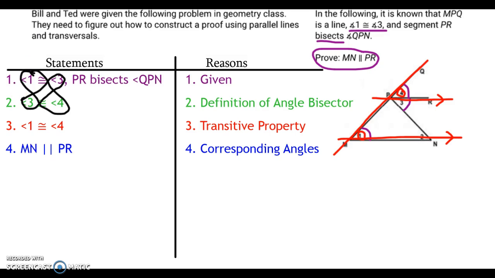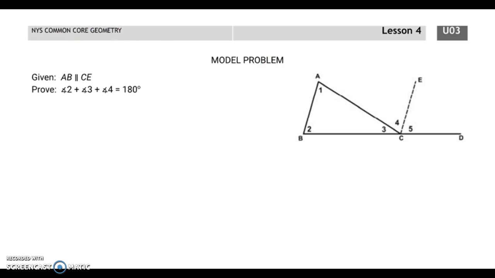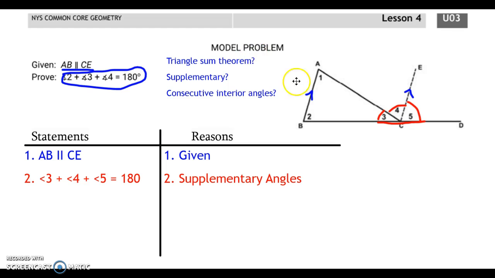All right, moving on to the model problem. Pause the video for a moment and I will show you the proof. The first thing I did was annotate my problem. I wrote that AB is parallel to CE, and I also circled the proof statement 2 plus 3 plus 4 is equal to 180. I wrote some notes down based on 180. I know triangle sum theorem, supplementary, or consecutive interior angles all deal with this 180. I decided to go with the supplementary idea because it looks like these three angles are supplementary.